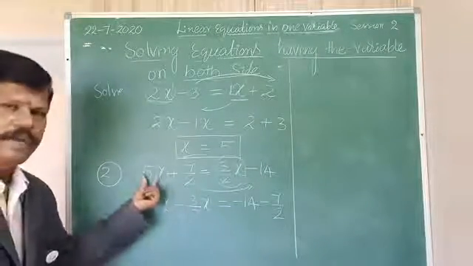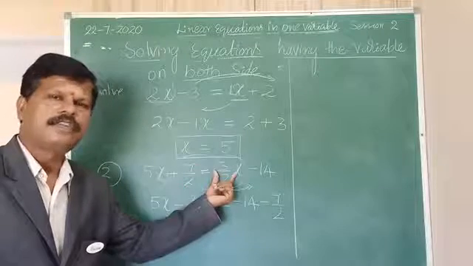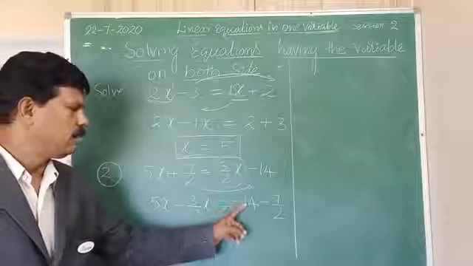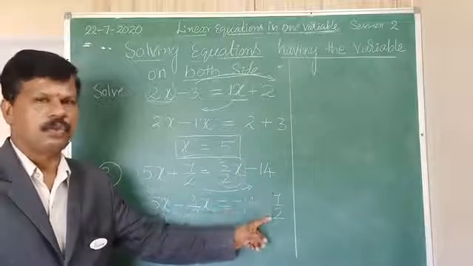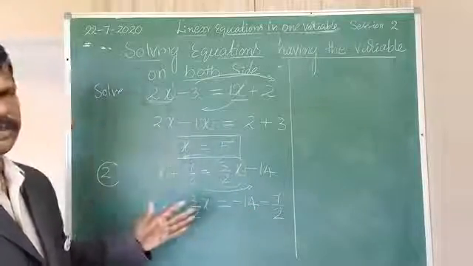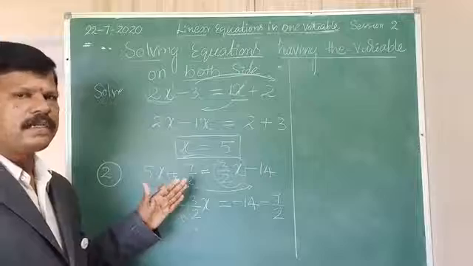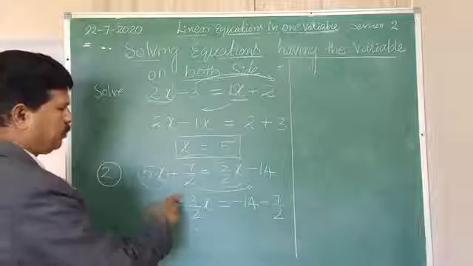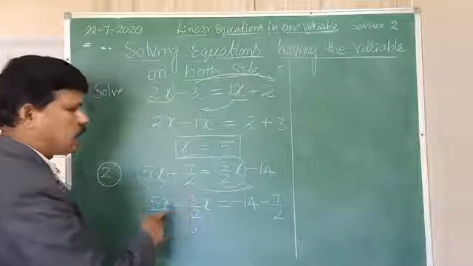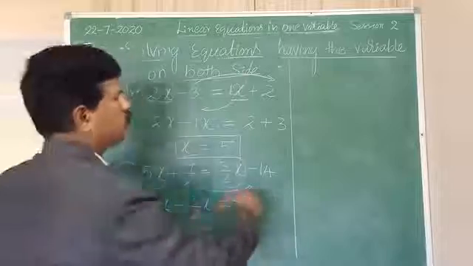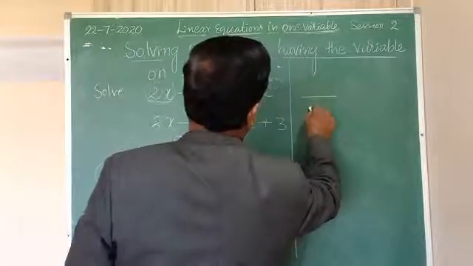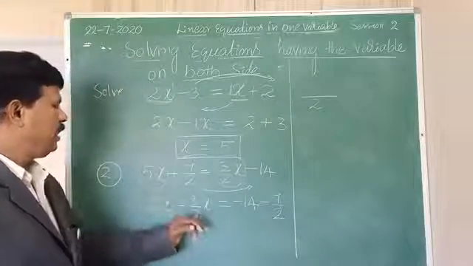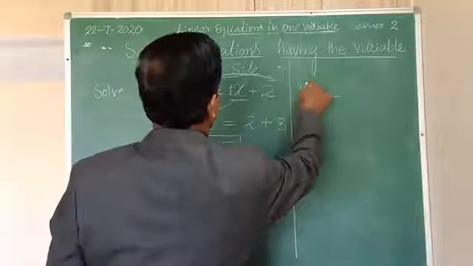Now observe this. Here 5x, here I only shifted this 3 by 2x to this side. So it becomes minus 3 by 2x equals minus 14 minus 7 by 2. So note down the changes and keep that in your mind. Now here nothing is 1. We can't subtract this 3x from 5x because this is 3 by 2x. So take the LCM. The LCM of 2 and 1 is 2. Therefore cross multiply this. 5 into 2 is 10x.